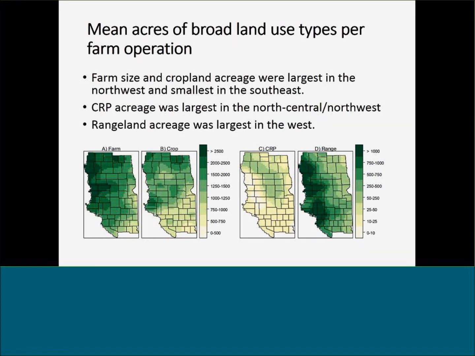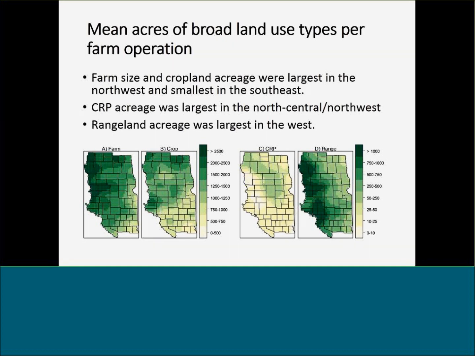So these are just maps of the mean acres per farm operator of some very broad land use types. So if you look starting on the left, farm sizes are generally smallest in the most productive part of our region, down there in the southeast, and they get larger in general as we go north and west. And we see similar patterns in terms of the total number of cropped acres per farm.